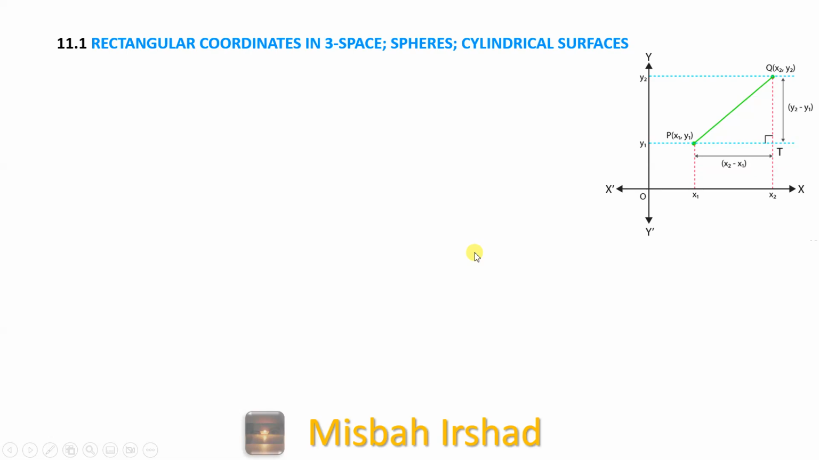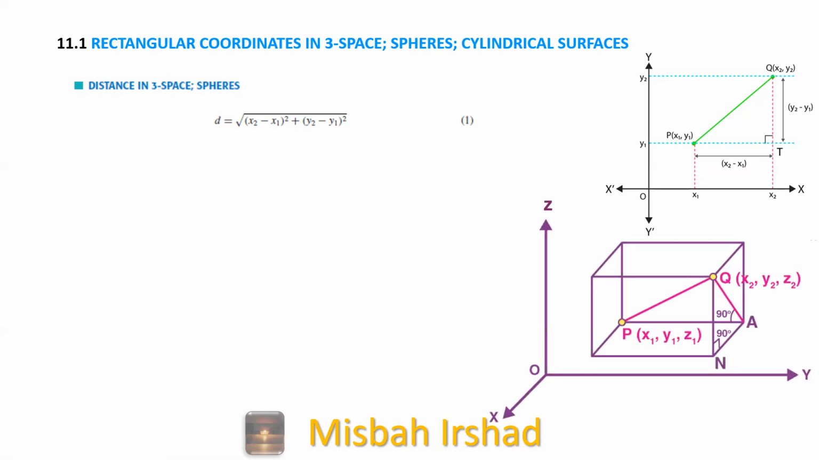Okay, let's discuss distance between 2 points in space. We know how to find the distance between 2 points in a plane. This is the formula for the distance between 2 points in a plane. We can extend the same formula to space. If we have 2 points P(x1, y1, z1) and Q(x2, y2, z2), then the distance between these 2 points is given by this formula. And this can be derived by applying the Pythagorean theorem twice.